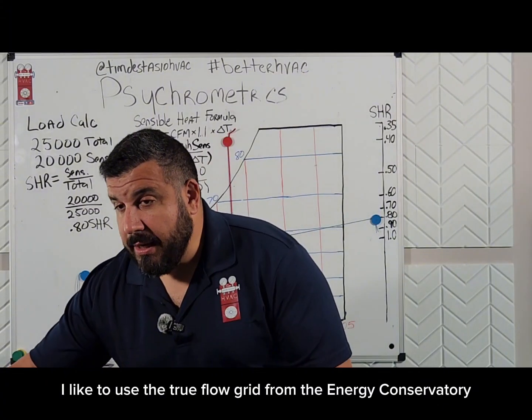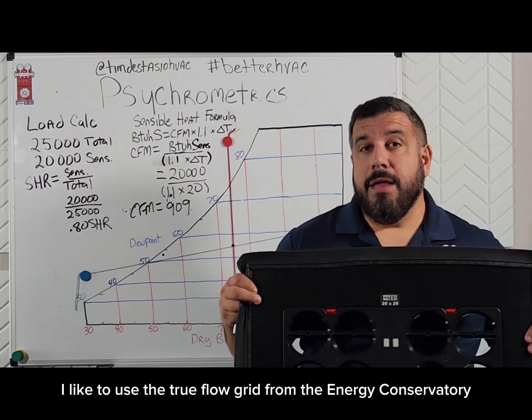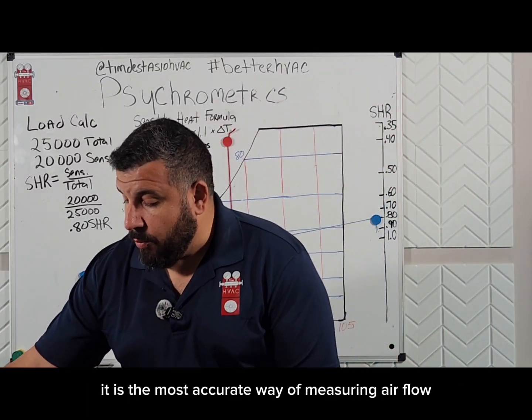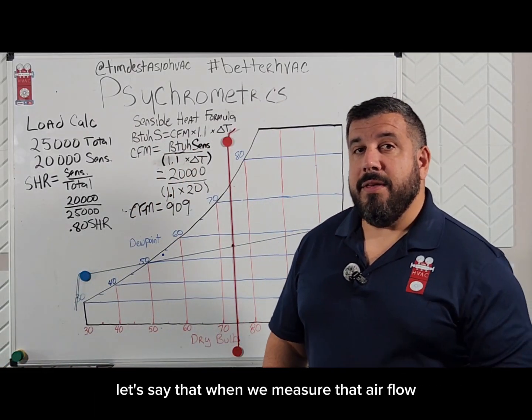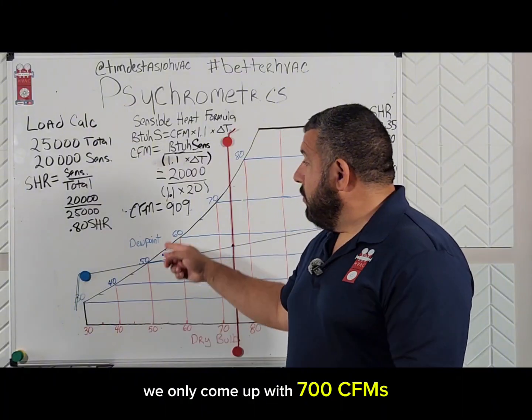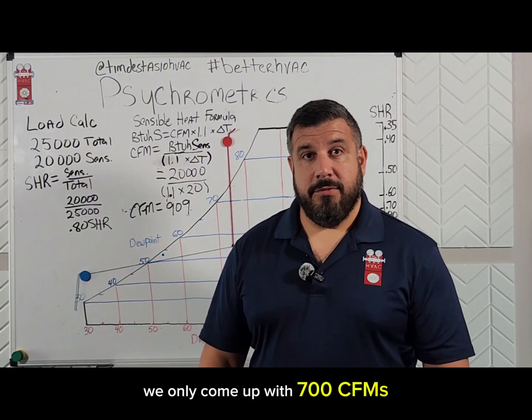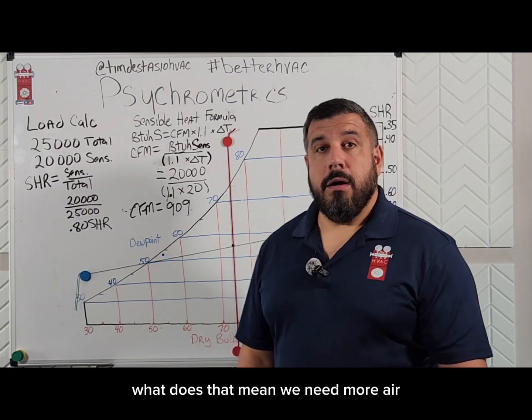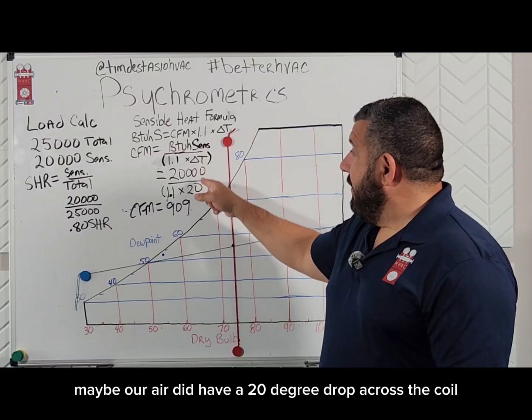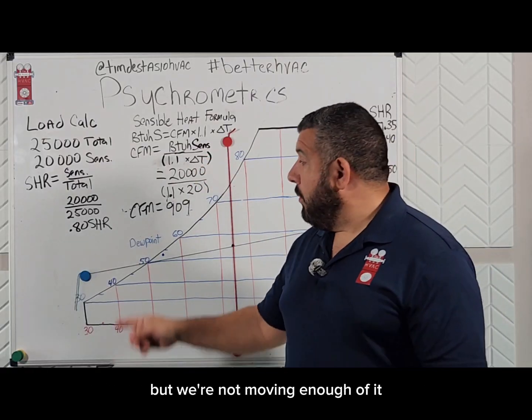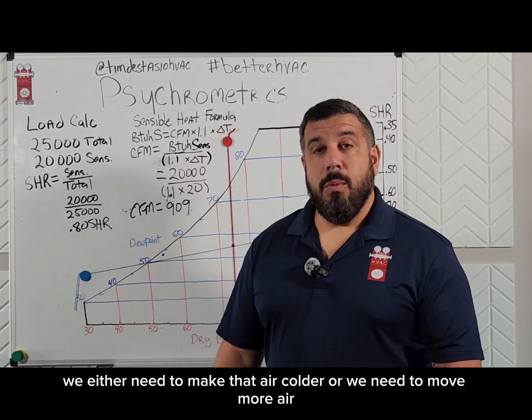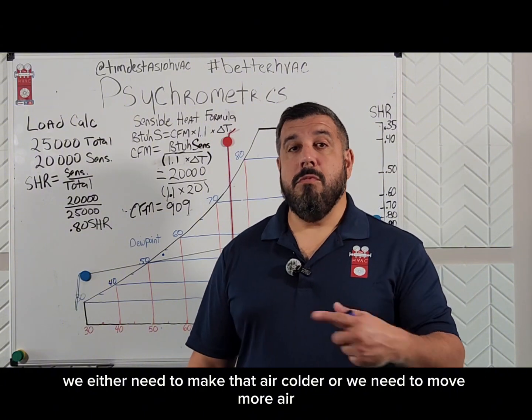And for that, I like to use the TrueFlow Grid from the Energy Conservatory. It is the most accurate way of measuring airflow. Now, let's say that when we measure that airflow, we only come up with 700 CFMs. What does that mean? We need more air. Maybe our air did have a 20-degree drop across a coil, but we're not moving enough of it. Well, we either need to make that air colder or we need to move more air.